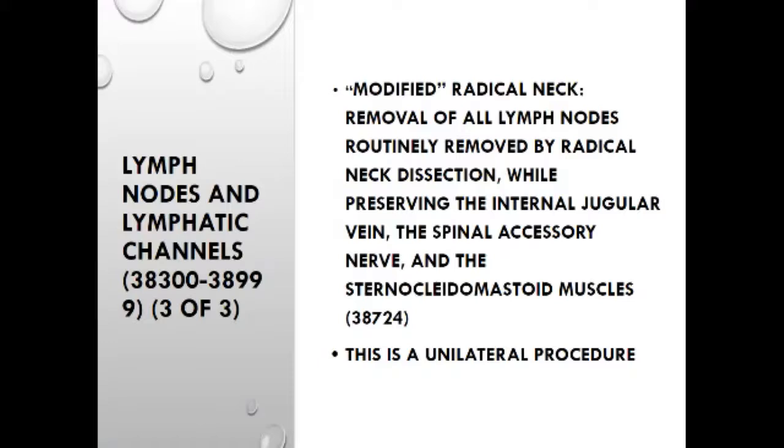Modified radical neck is removal of all lymph nodes routinely removed by radical neck dissection while preserving the internal jugular vein, spinal accessory nerve, and the sternocleidomastoid muscle, which is 38724. Let's look at 38724. Cervical lymphadenectomy, modified radical neck dissection is what 38724 says. And this is a unilateral procedure.